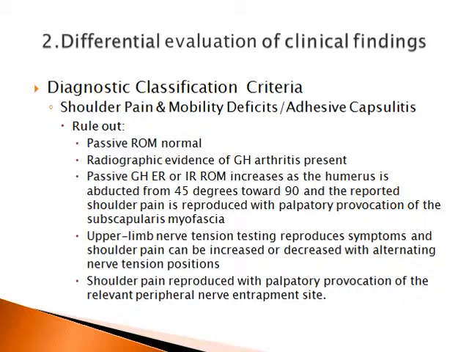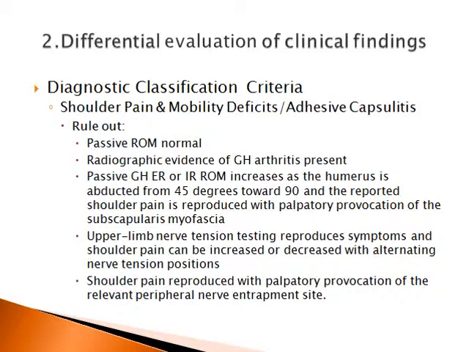There are certain criteria that would make you want to rule your patient out of this category. Those criteria would be: passive range of motion is normal. Radiographic evidence of arthritis is present in the shoulder. Passive external rotation or internal rotation range of motion increases as the humerus is abducted from 45 degrees toward 90 degrees. And the reported shoulder pain is reproduced with palpation of the subscapularis. This might make you think that the subscapularis is limiting external rotation in lower planes of motion.